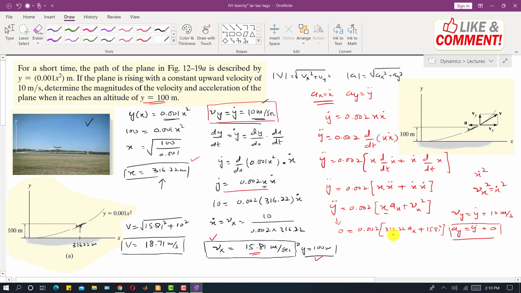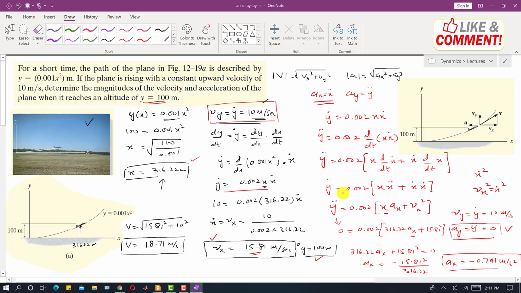Now we can find the ax component of the acceleration by using this equation. If we divide both sides of the equation by 0.002, this means that 316.22 ax plus 15.81 squared will be equal to 0, and ax will be equal to minus 15.81 squared divided by 316.22. So let me find this. So ax comes out to be minus 0.791 meters per second squared, and as we know that Ay equals 0, now we can find the acceleration magnitude.